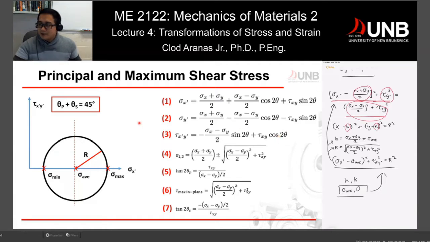So for example, on your left side is a circle. Whenever you have a normal stress and shear stress, it always follows along the equation of a circle like this one. It's always on it, and it never goes out of your circle. Now, based on that, we can plot the center of our circle.